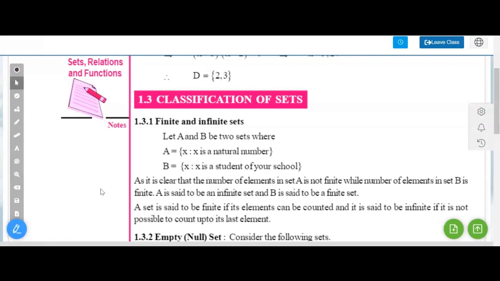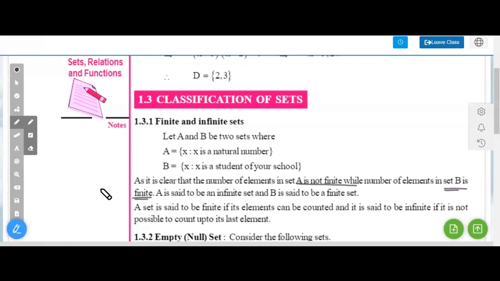Now the next topic is classification of sets, that is 1.3. In that we are going to see different types of sets and how to represent them. So the first one is finite and infinite set. A finite set has a finite number of elements. Infinite, you have an infinite number of elements. What is the meaning of both of them? In an infinite set the number of elements is not finite, while the number of elements in a finite set is finite.